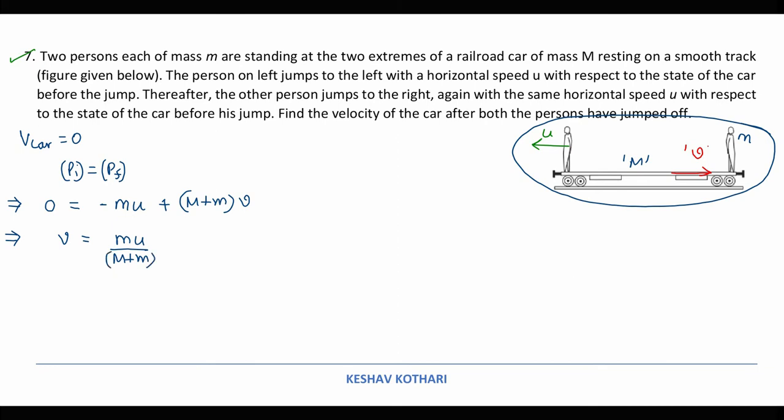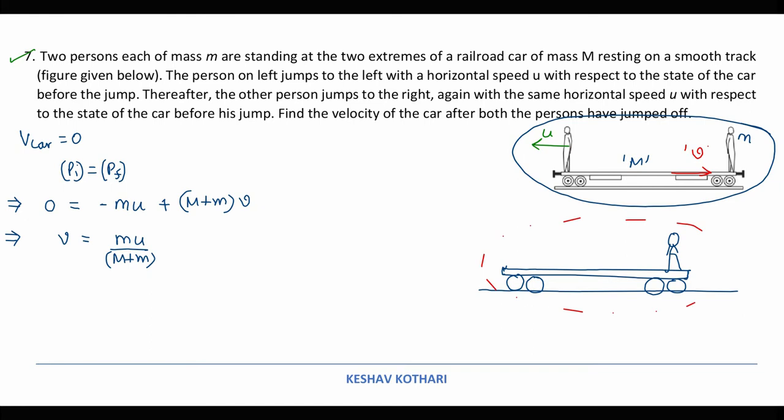So this is the velocity of the railroad car post the first jump. Now if I draw this system again, we can consider this railroad car in a way like this, and over here another person is standing. So this system is moving with a speed v in this direction, and the man is going to jump with a speed u with respect to the railroad car, and I am calling this person b.